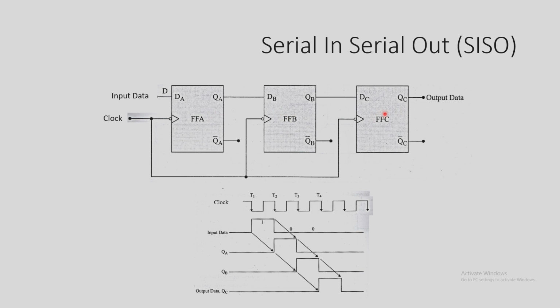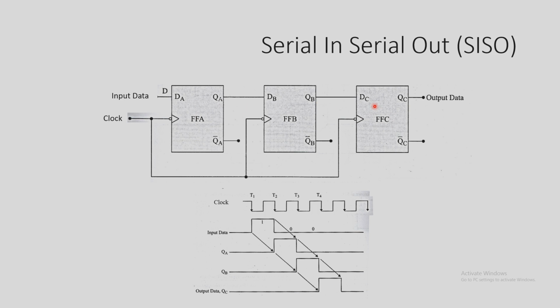So the time taken to complete input in this register will be 3 clock cycles. This data will be maintained in the first clock cycle, in the second clock cycle it will be fed to the second flip-flop, and at the third negative edge it will be fed to the third. So the time taken by this register to complete input depends on the number of flip-flops.